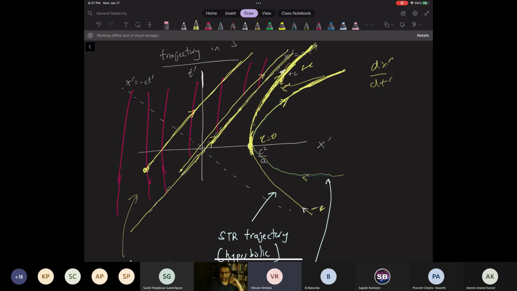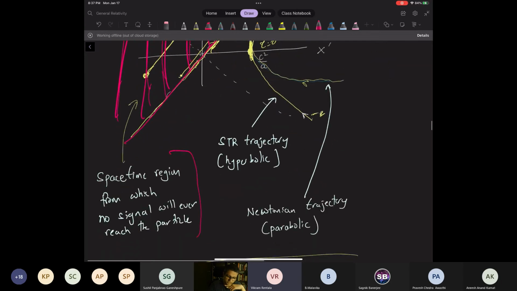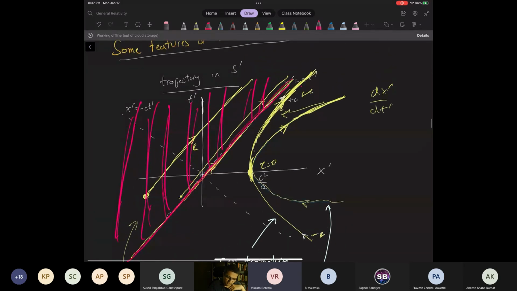So this is a peculiar feature of special relativity. It's not something that happens because of the finite speed of light. No signal can actually be sent from this entire magenta region of space-time. No signal can ever be sent to this observer from beyond this region. So this space-time region from which no signal will ever reach the particle, or the boundary of that region, is called a horizon.